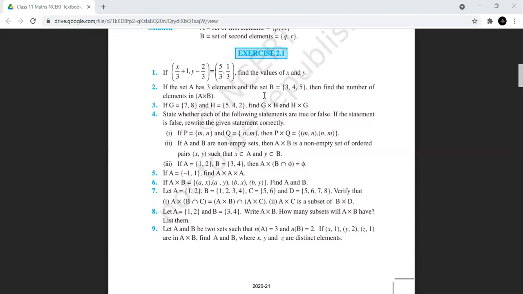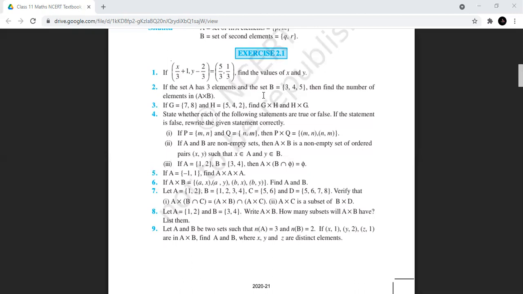If G is equal to 7, 8 and H has entries 5, 4, 2, then you have to find G cross H. All right, so as I had told you, when you're doing G cross H, you pick up the first element of G, which is 7, and pair it up with all the elements of H. So what entries will come? The first ordered pair will be 7, 5, next 7, 4, then 7, 2. Now once that is done, move on to the next entry from G, that is 8. Then the next ordered pairs would be 8, 5, then 8, 4, 8, 2. So that is 2 into 3, 6 entries you will obtain.